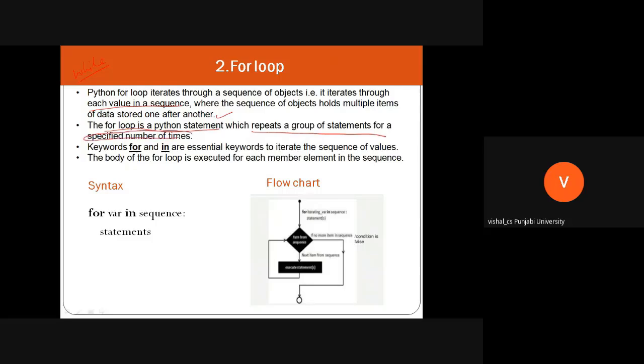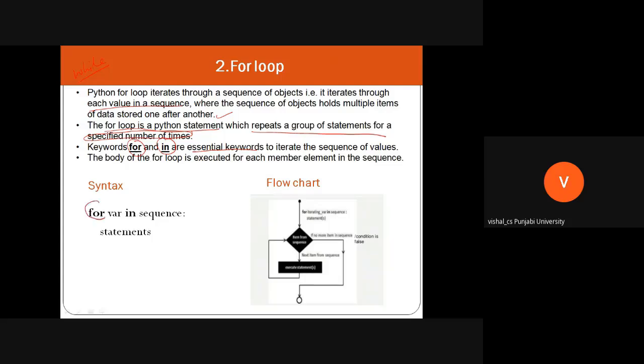So this is similar to while. What are the keywords that we'll be using when you are using a for loop? Two keywords will be used. One is for, another is in, right? These are the essential keywords to iterate the sequence of values. So let's see over here.